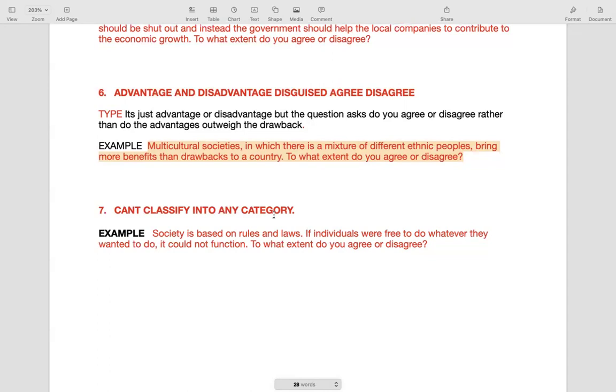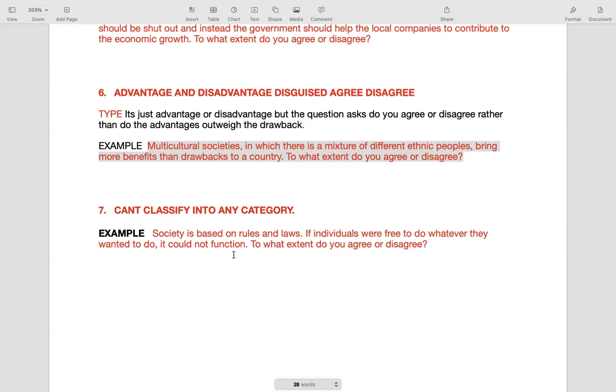There are so many questions which you can't classify. You have to treat them individually. You have to think of them individually, one by one. You can't have a generalized way of attempting them. So for example, let's look at this question. Society is based on rules and laws. If individuals were free to do whatever they wanted to do, it could not function. To what extent do you agree or disagree?